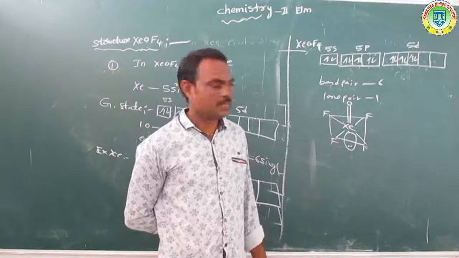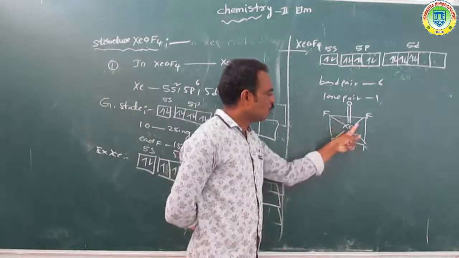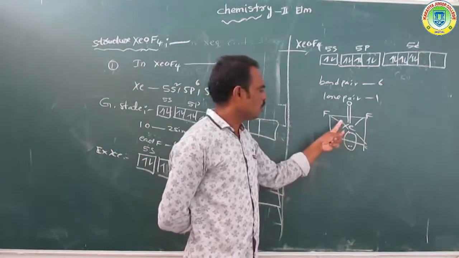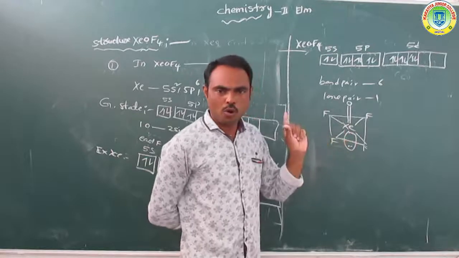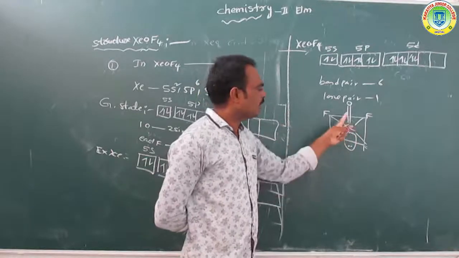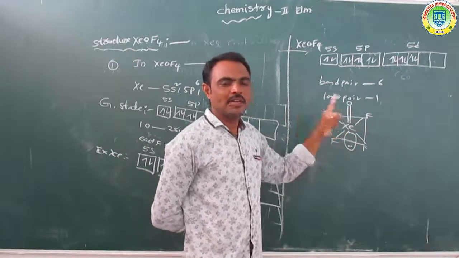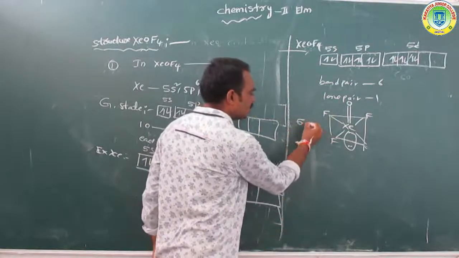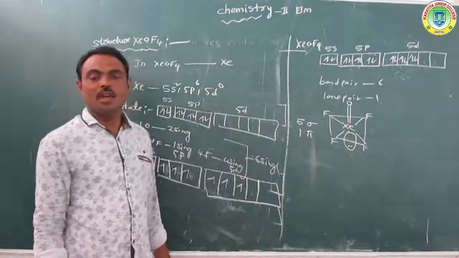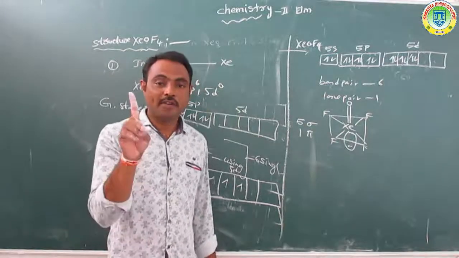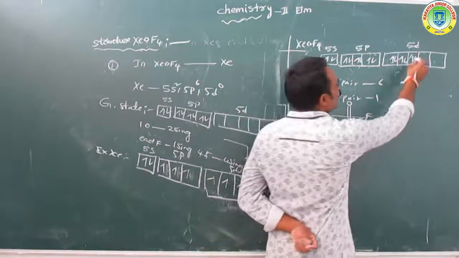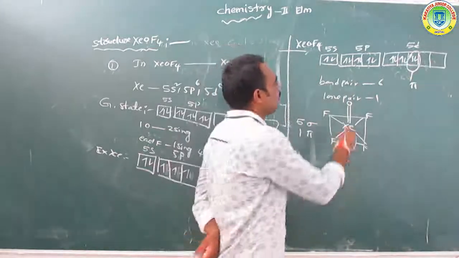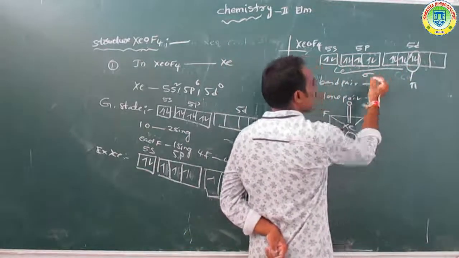How many sigma bonds? How many pi bonds? The 4 single bonds are sigma bonds, so 4 sigma. Next, the double bond means 1 sigma and 1 pi bond. So in total 5 sigma bonds and 1 pi bond. Only 1 pi bond, and the remaining are all sigma bonds.